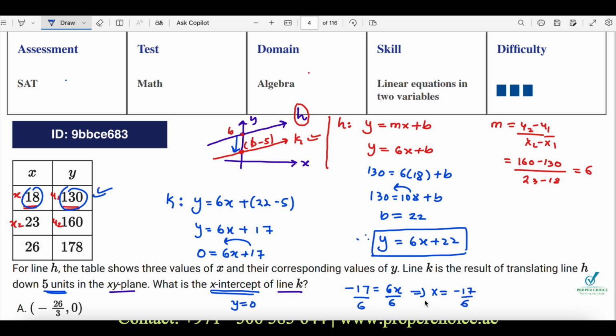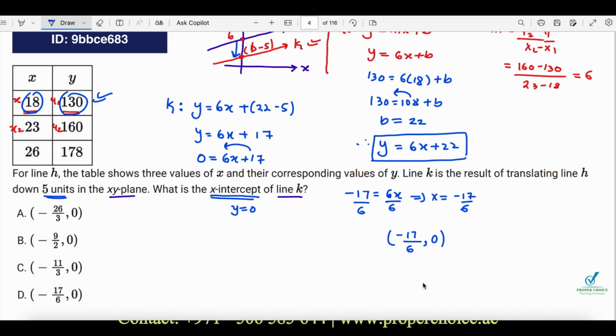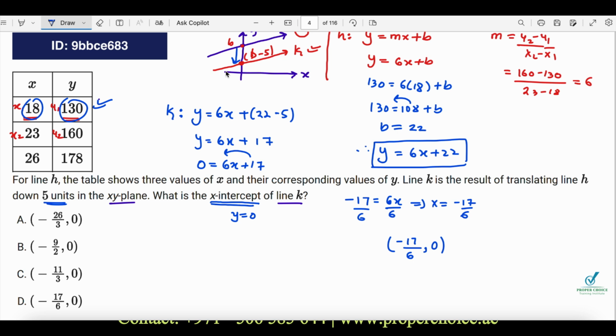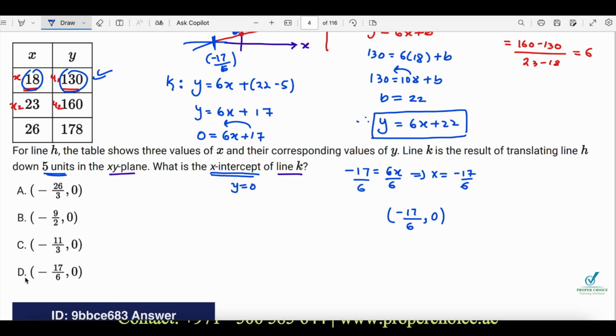So the value of x is going to be negative 17 by 6. Now what would the coordinate point be? The coordinate point here will be x equal to negative 17 by 6, and the value of y will be 0. So the coordinate point I was supposed to select is negative 17 by 6 comma 0. This is the x-intercept of line K. So which option gives us this? This is option D, negative 17 by 6 comma 0, is the x-intercept for it, and yes, that makes sense.